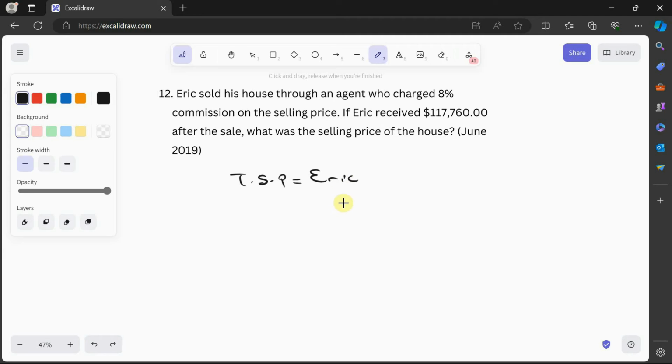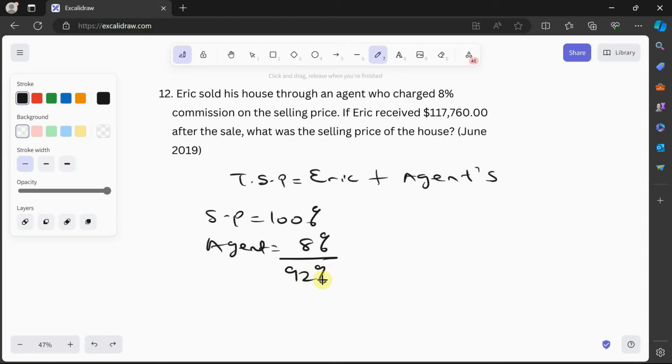the amount Eric would receive, plus the agent's fee. Now we established that the agent is going to take 8% commission on the selling price. So if the selling price was 100%, the agent is going to take 8% of that amount. So the amount that will be left will be 92%. So 92% is the amount that Eric would receive, because I have to subtract the 8% from the 100%.